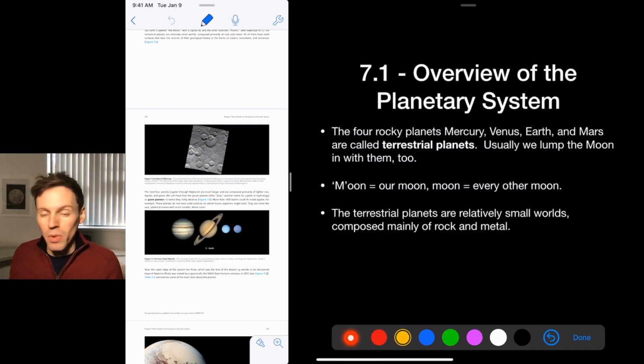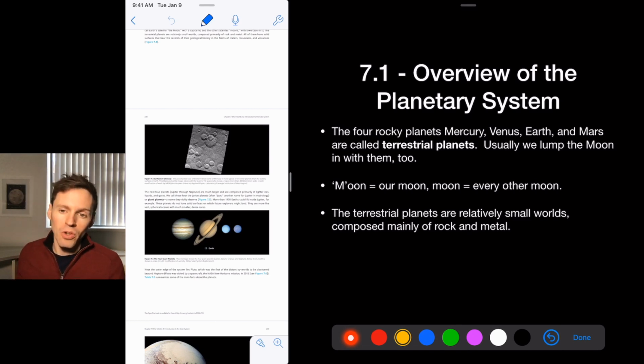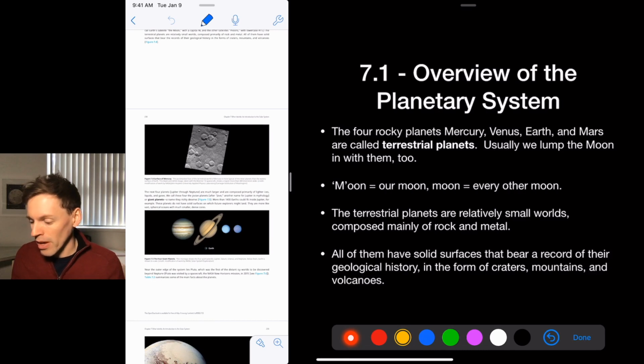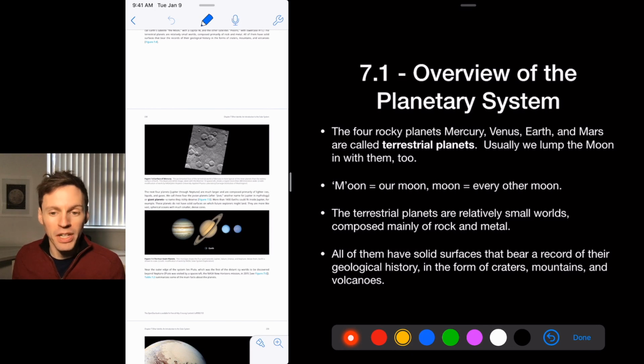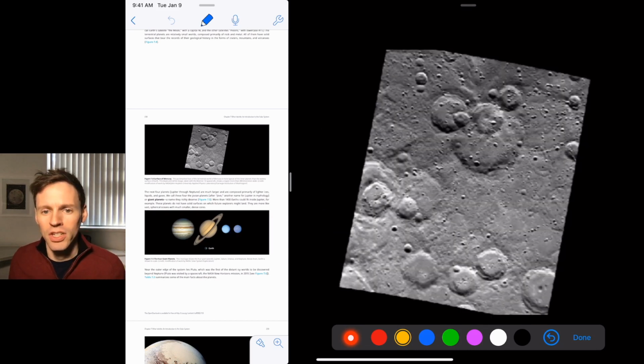The terrestrial planets are relatively small worlds, composed mainly of rock and metal, so we don't have a lot of gases here. All of them have solid surfaces that bear a record of their geologic history in the form of craters, mountains, and volcanoes. So Earth has mountains that are constantly changing, volcanoes that are constantly erupting, oceans and streams and everything, erasing a lot of its geologic history.